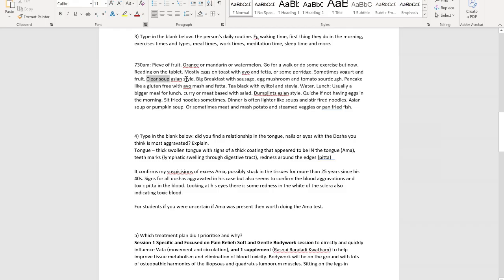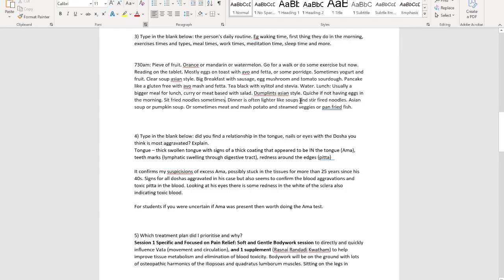His wife is Asian and they tend to have a few Asian meals as well. Big breakfast with sausage, eggs, mushroom, tomato, sourdough. What I tended to notice as I went through was a lot of bread. There was bread repeated in various things. Pancake, like a gluten-free one, with avo mash and feta. Tea, black with xylitol and stevia. Water. Lunch is usually a bigger meal, a curry or meat-based with salad, dumplings, Asian style, quiche if not having eggs in the morning, stir-fried noodles sometimes.